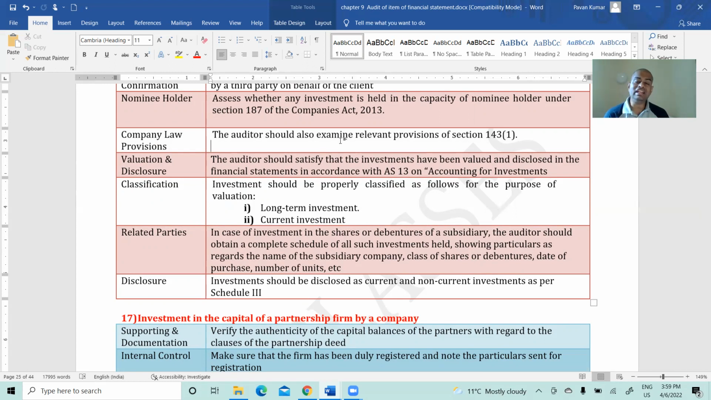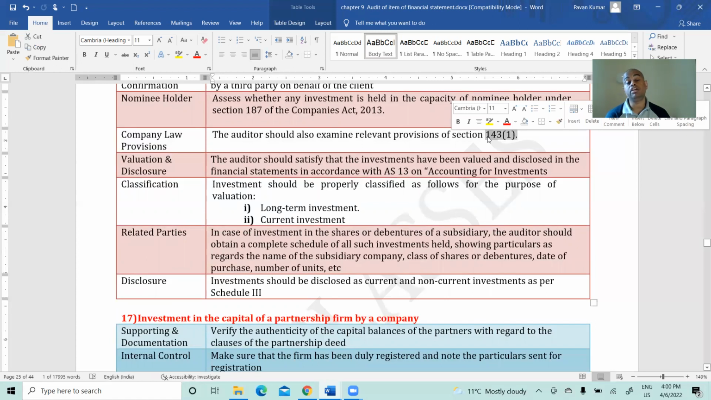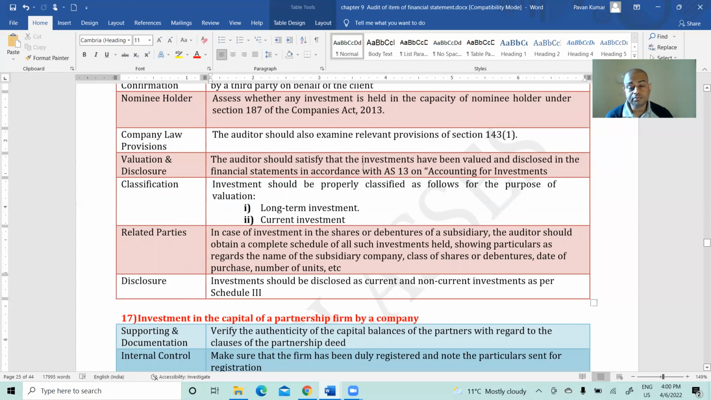In that, there is one point. In case of a company not being a banking company or investment company, if any of the assets, shares, assets means here this investments, are sold during the year for a consideration which is less than cost of acquisition, the auditor has to mention it in his audit report through 143(1). That also you need to verify, but that we'll see in company audit, don't worry about it. Next, continue.